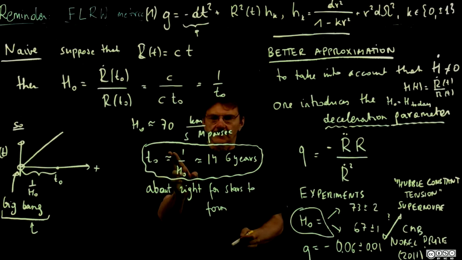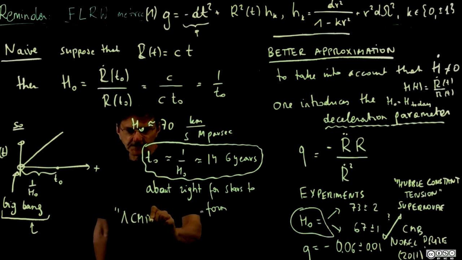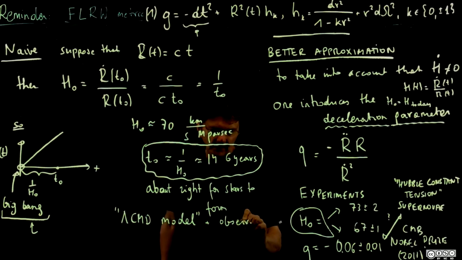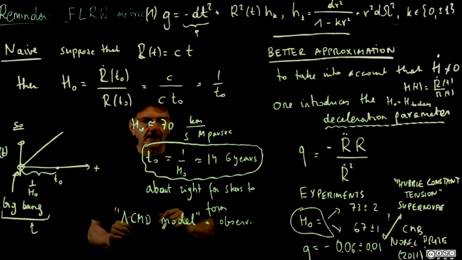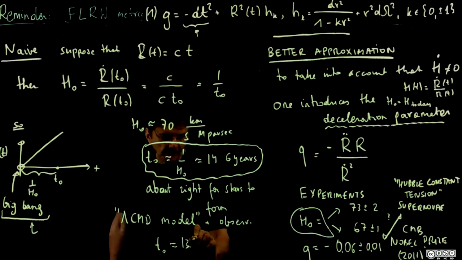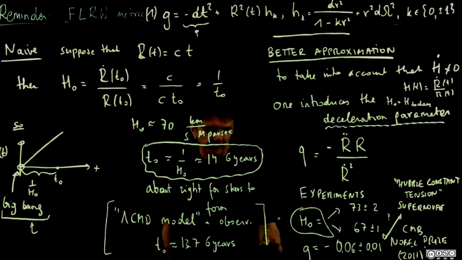In fact, the number one gets from something called the Lambda CDM model, which I'm going to explain in detail, fitting the observations, gives you the lifetime of the universe: the Big Bang took place about 13.7 gigayears ago. So, which is compatible with this one, right? It's slightly smaller than 14, but it's still in the right order. So this is how old our universe is in this Lambda CDM model.